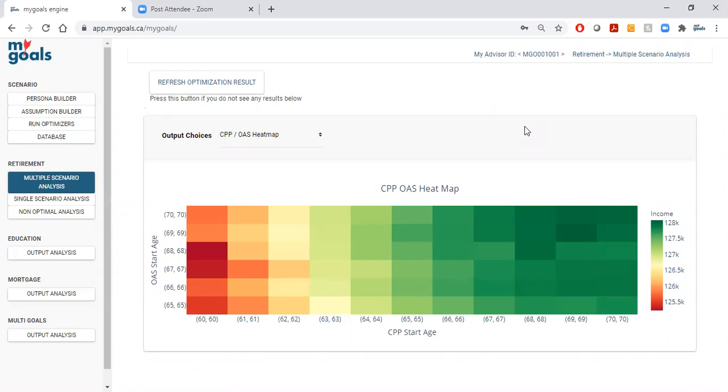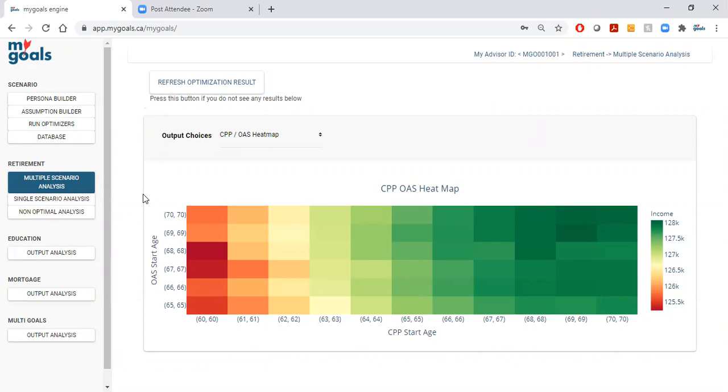In this video, I'm going to review with you some of the analytics that we offer in our retirement module, which can be found right here. And we do so in 3 tabs. On the top tab, we call it the multi-scenario analysis. In this graph, this is our OAS CPP heat map.